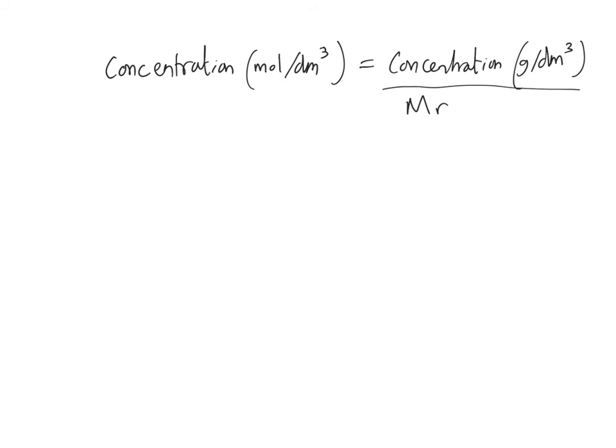And so just to show it to you in the other orientation, if we weren't trying to work out concentration in grams per decimeter cubed, we were trying to work out the concentration in moles per decimeter cubed, we would rearrange it and instead divide the concentration in grams per decimeter cubed by the MR. And so in an example, if we said we've got 17.1 grams per decimeter cubed, and that is the concentration of a solution of potassium hydroxide, what is the concentration in moles per decimeter cubed?